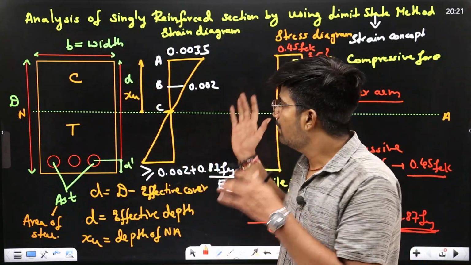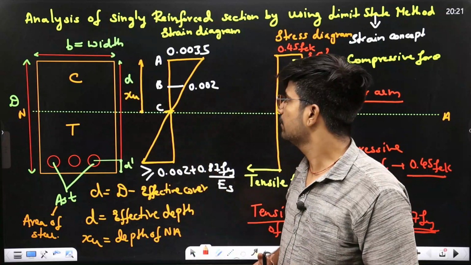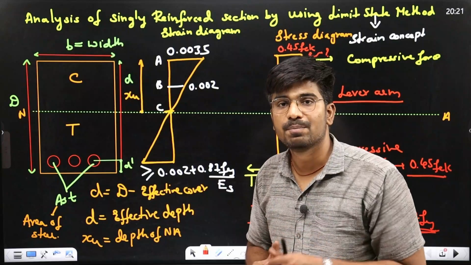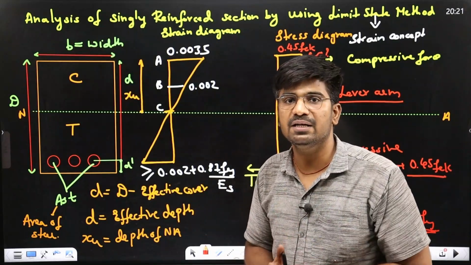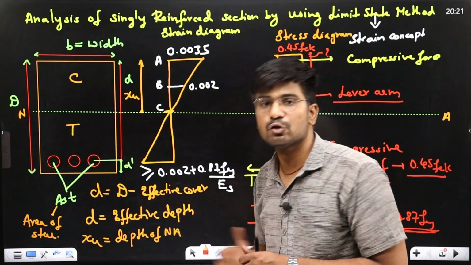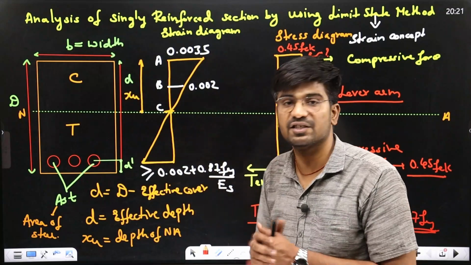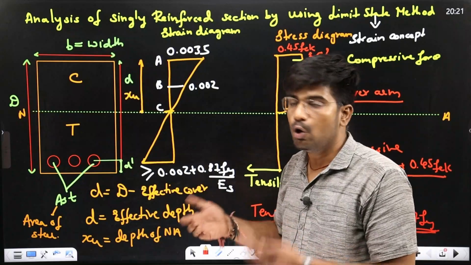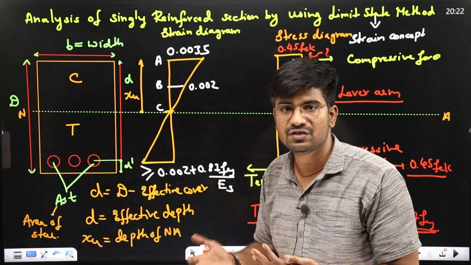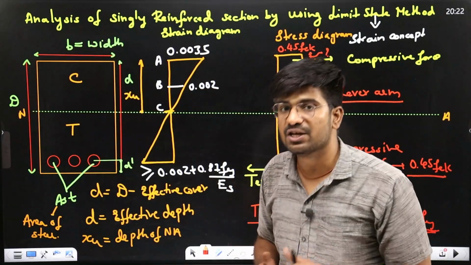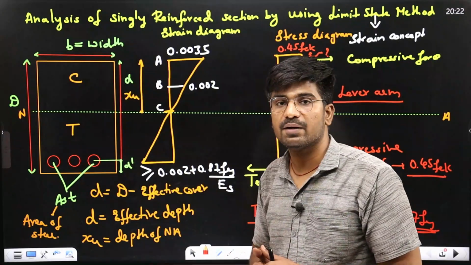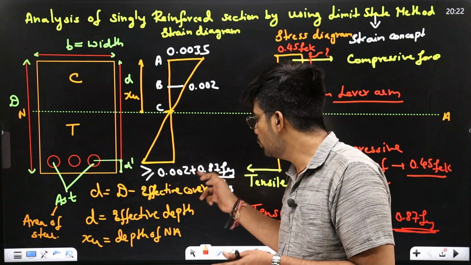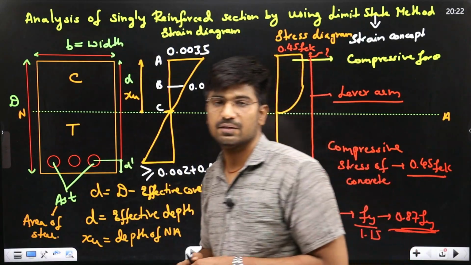LSM is totally based on strain. So here the strain diagram came first. Next, assumption: plane section before bending remains plane even after bending. It means strain should be linear throughout the cross section. Maximum compressive strain in outermost fiber in concrete is 0.0035. It is a fixed value. Then maximum strain in outermost fiber for steel should be greater than or equal to 0.002 plus 0.87 Fy upon Es.